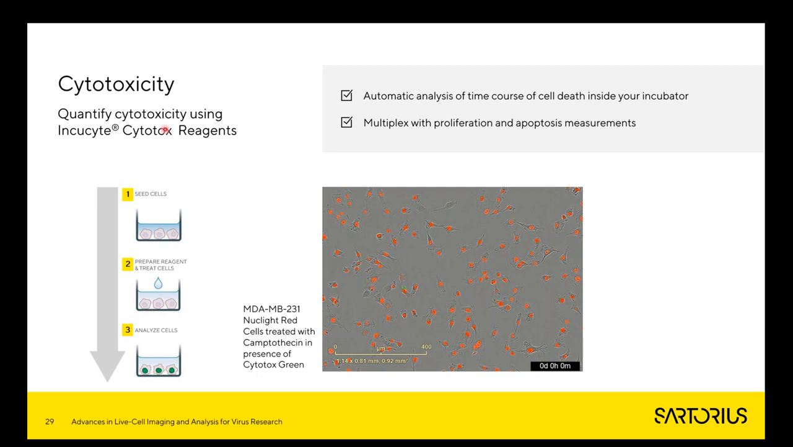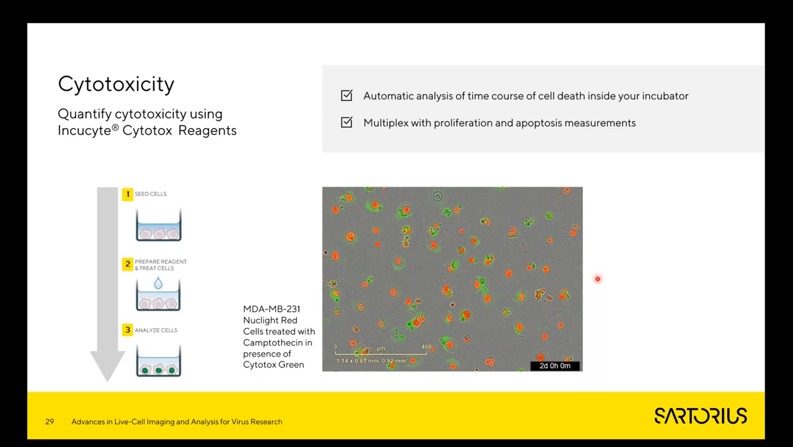So on the Incucyte, we have the Incucyte cytotox reagents available for customers who are interested in measuring cytotoxicity in their cells. The cytotox reagents are membrane impermeable fluorescent dyes that are not able to enter the cells unless membrane integrity is lost. Then the cells, in this case, are labeled green in the nucleus. So in this video here, we can see a multiplex assay, basically, because here we're looking at breast cancer cells that are transduced with nucleic acids to express RFP in the nucleus. And then cytotox green was added to measure cytotoxicity upon camptothecin treatment.